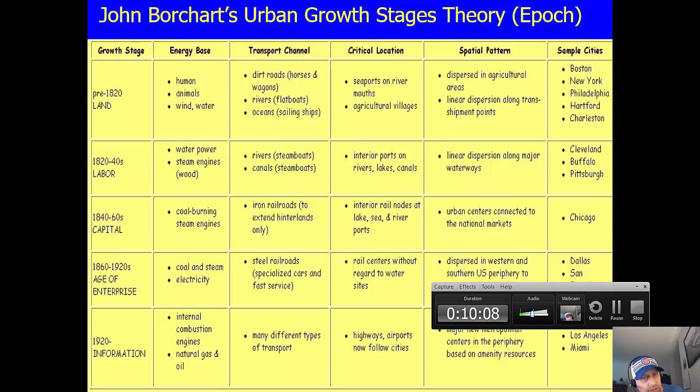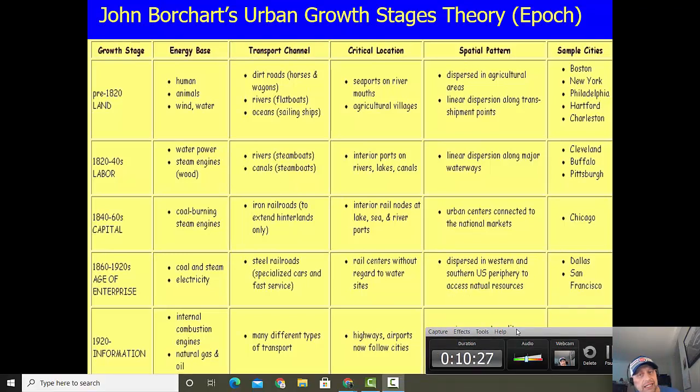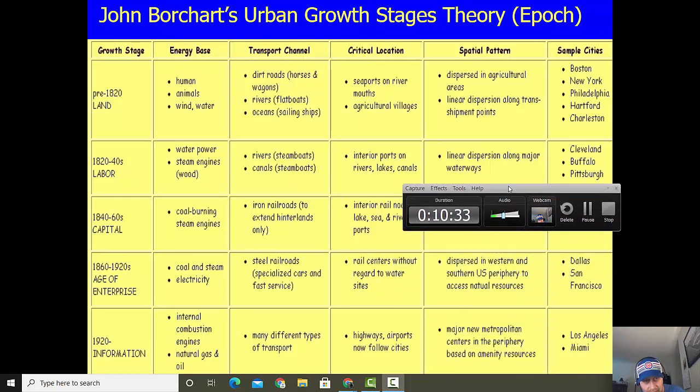and the Midwestern cities start to be populated. Then Borchardt extends the fourth stage all the way to the 1920s. This is basically the second era of modern industrialization. Coal, steam, electricity. Now we have steel railroads. We settled not only the Midwest, but the West. And so Dallas, San Francisco, and some of these major Western cities like Seattle are settled during this time.